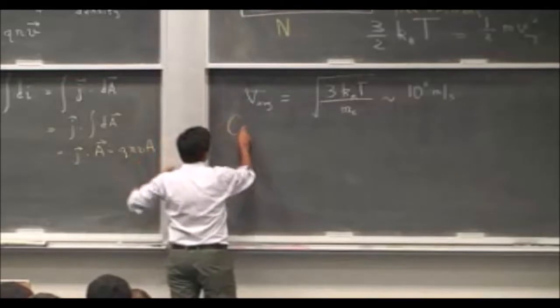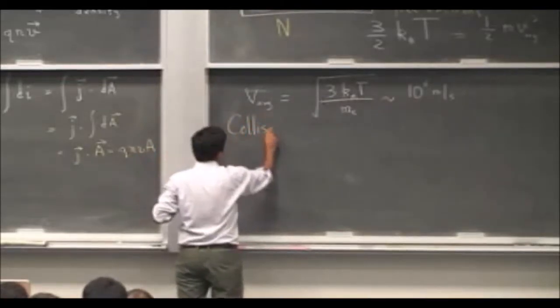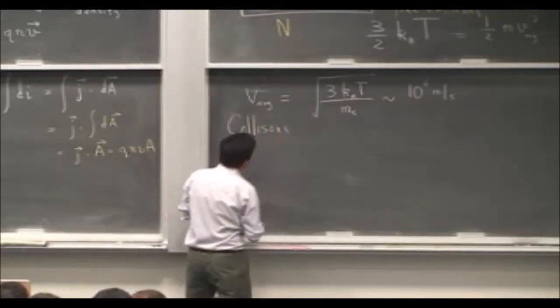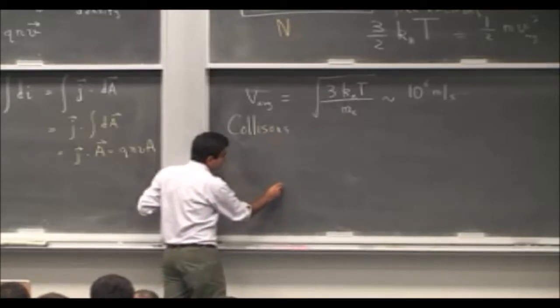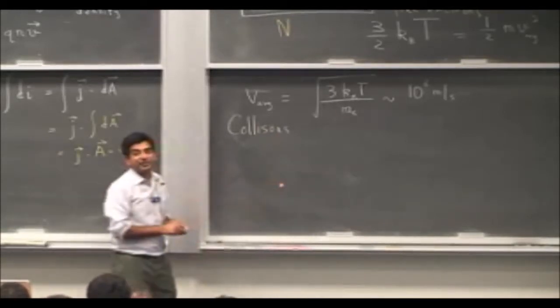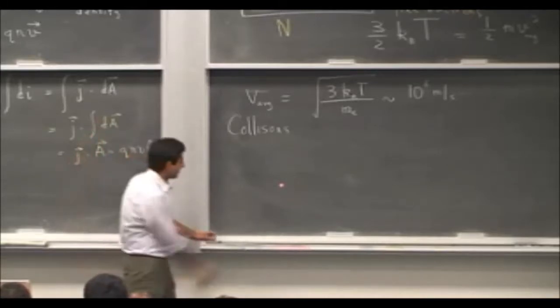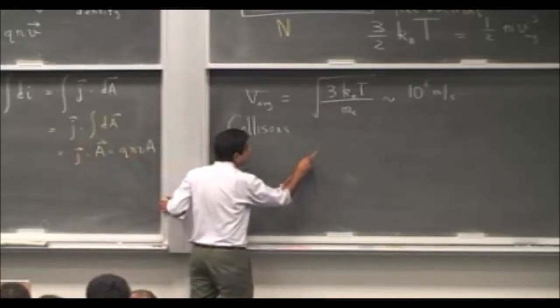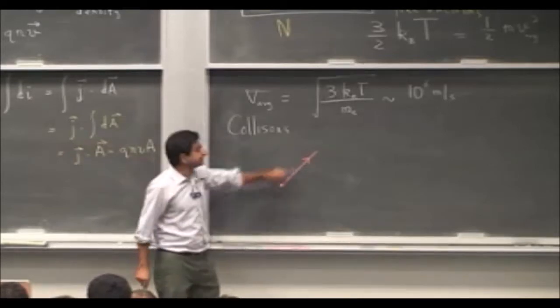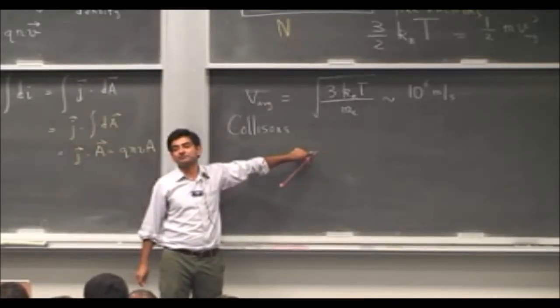There are collisions happening all the way. So if I just focus my attention on a single electron and I draw the velocity vectors for this single electron, so I'm talking about one electron. There's a velocity vector, it changes its position. This is the trajectory of the electron.